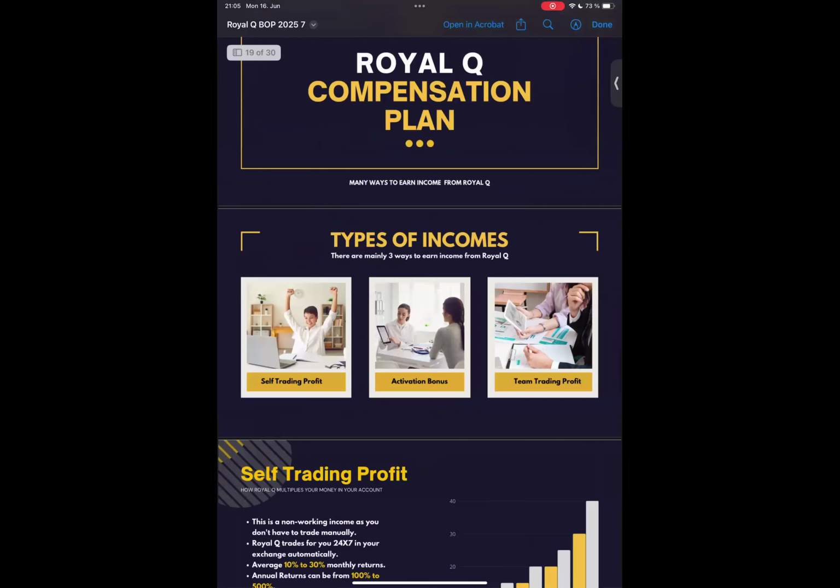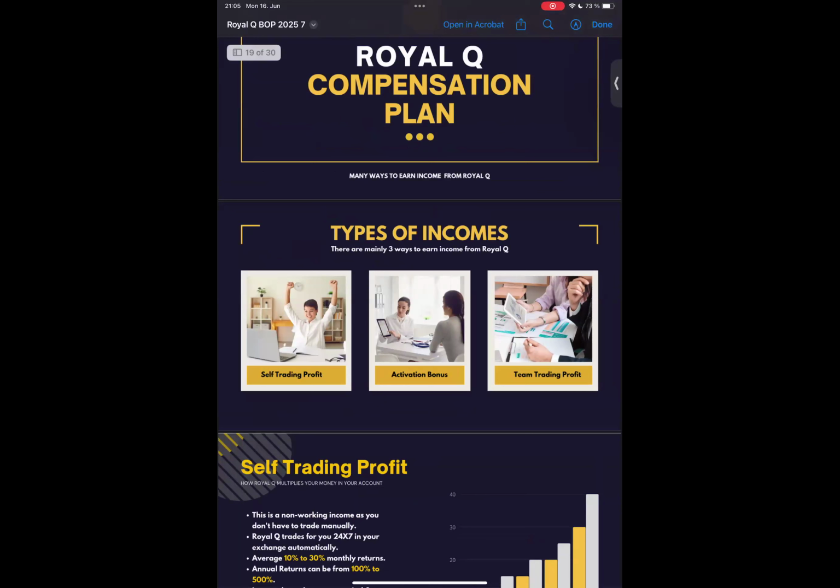Now let's look at the compensation plan. There are 4 ways to earn from Royal Q. 1, self-trading profit. That is your own trading capital. That one has nothing to do with whether you brought James or not. Then 2, the referral profits. If you refer someone, you earn activation gain. If the person is trading, you still earn as they make profit.